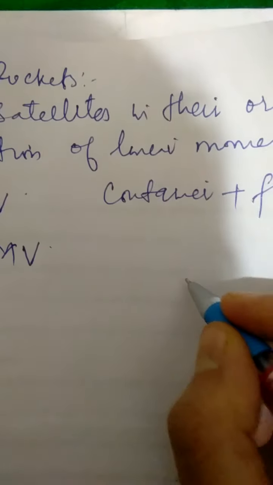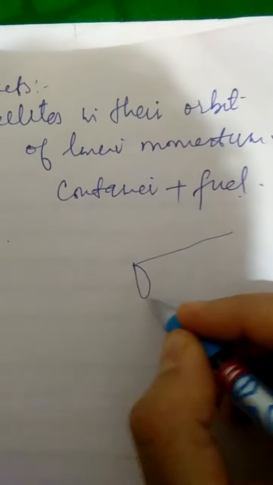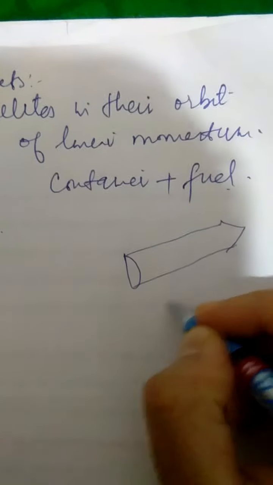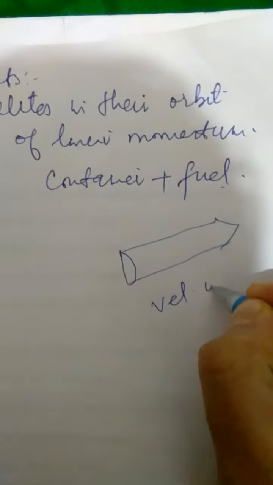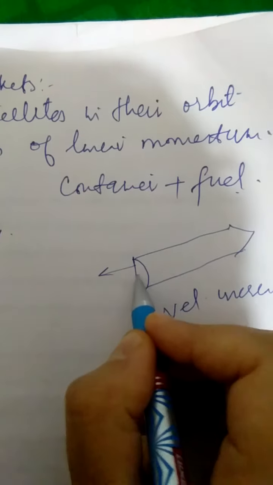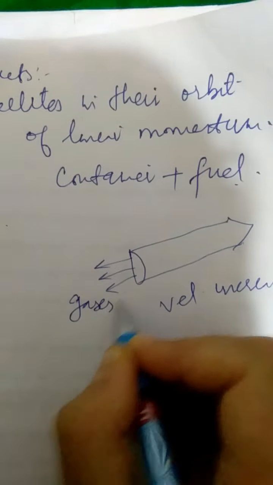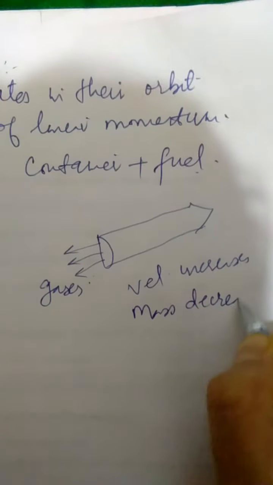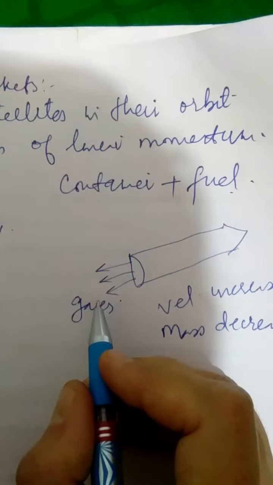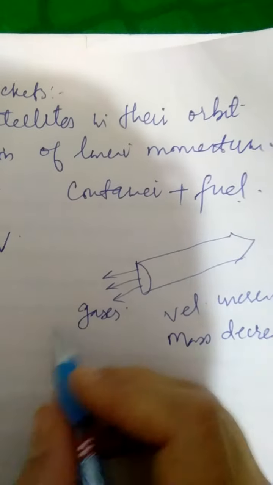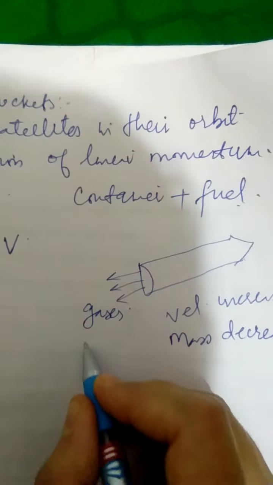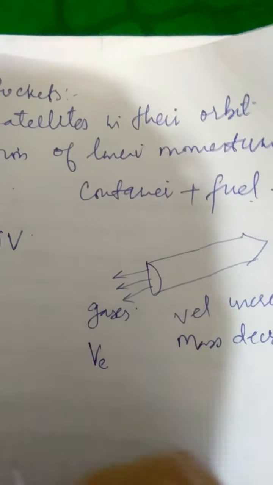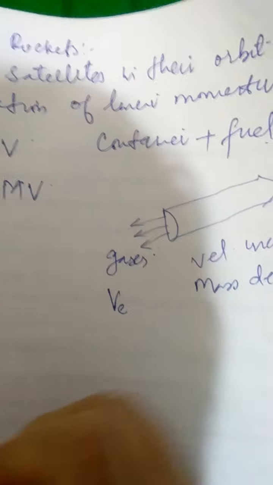Now, as the rocket begins to move, we know that its velocity increases. That's quite obvious. Velocity increases, and because it is losing fuel in the form of gases, its mass decreases. That's also very obvious. The velocity with which the gases leave the chamber, leave the container, is called the exhaust velocity, denoted by VE. Right?